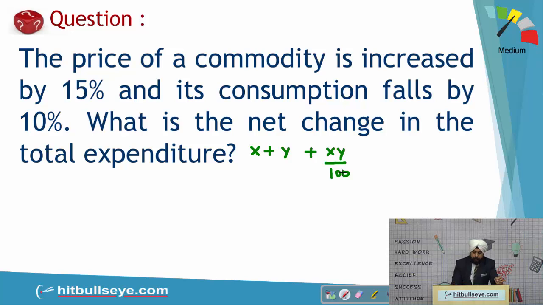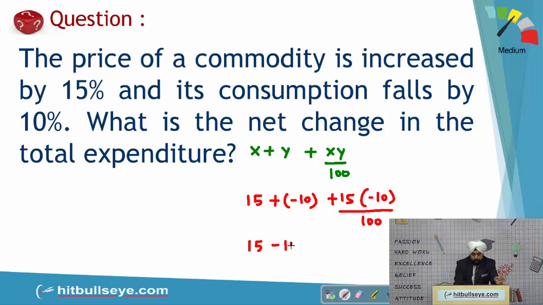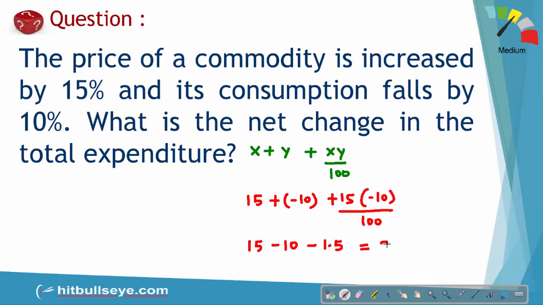So यहाँ पे हमें दिया है price increases by 15%. So 15 plus, it is minus 10 plus 15 into minus 10 by 100. So this becomes 15 minus 10 minus 1.5 is equal to 3.5. So 3.5% increase becomes your answer. It is increased because the sign is positive.